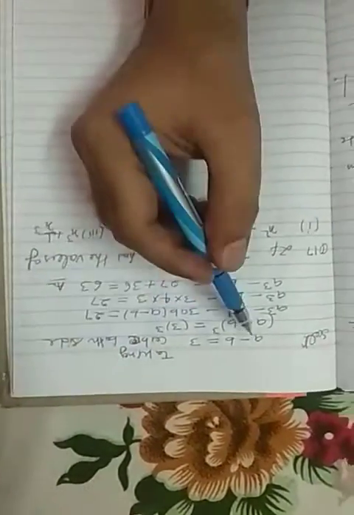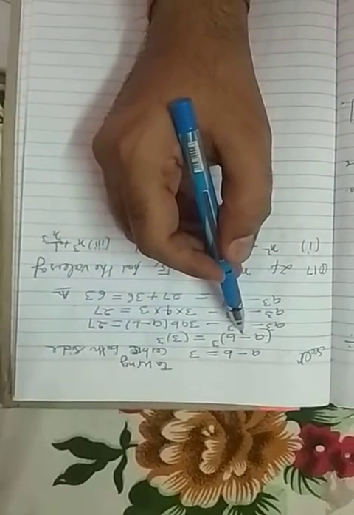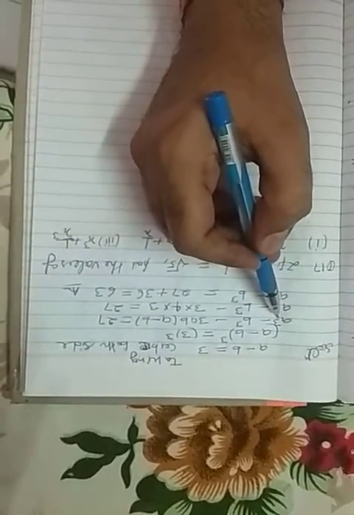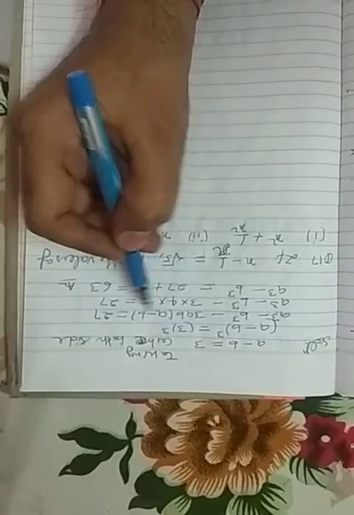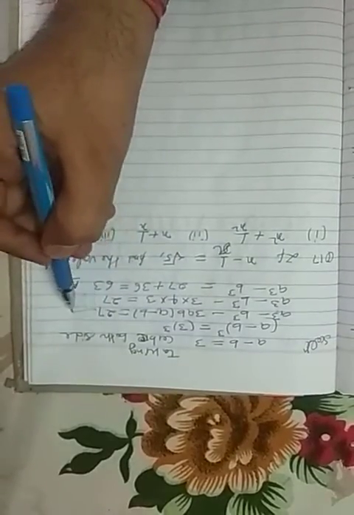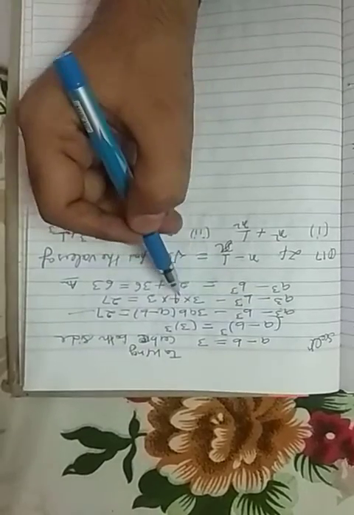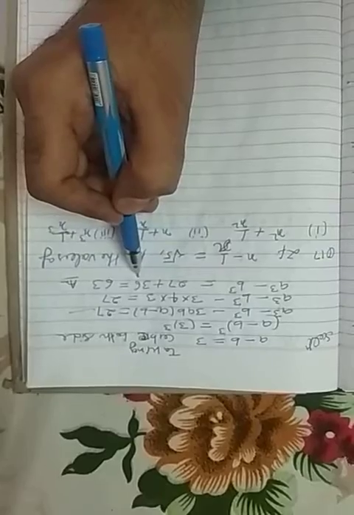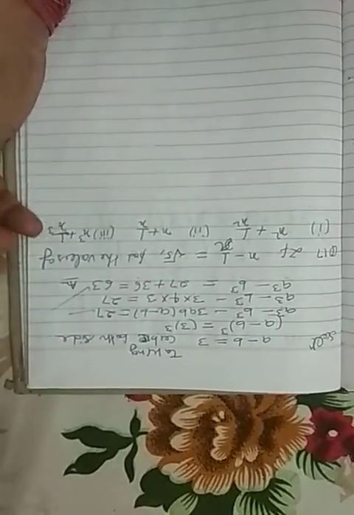cube both sides. a minus b equal to 3, so cubing both sides. Apply the formula a minus b whole cube, which is equal to a cube minus b cube minus 3ab in the second bracket a minus b, and 3 cube is 27. Now put the values: a minus b is 3 and a into b is 4. So after solving, we get 27 plus 36. a cube minus b cube equal to 63. That is the final answer.